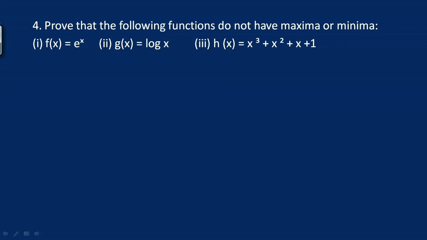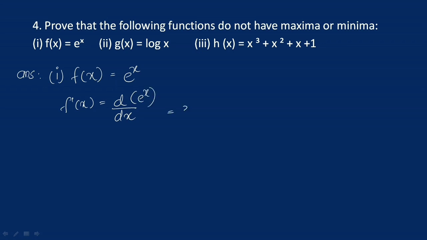Question number 4, that is prove that the following functions do not have maxima or minima. First question, that is f of x is equal to e raised to x. So what is f dash of x? That is d by dx of e raised to x, that is e raised to x itself. Now again, what is f double dash of x? That is d by dx of again e raised to x, that is e raised to x itself.